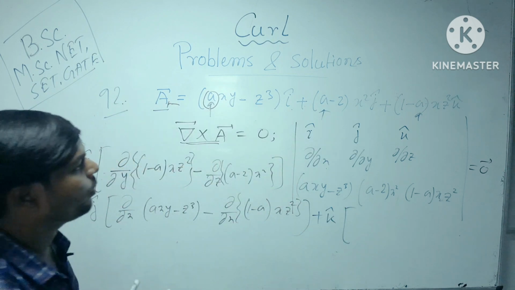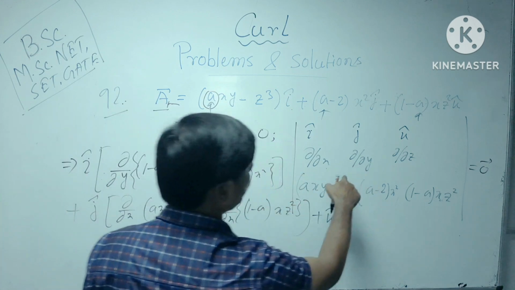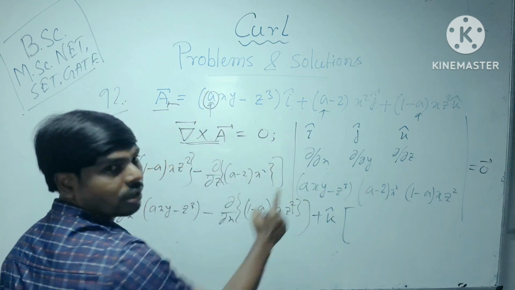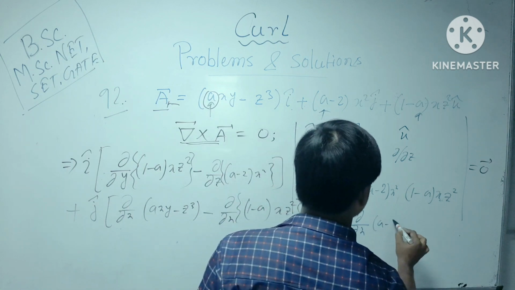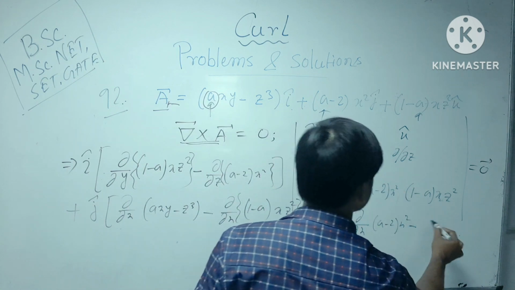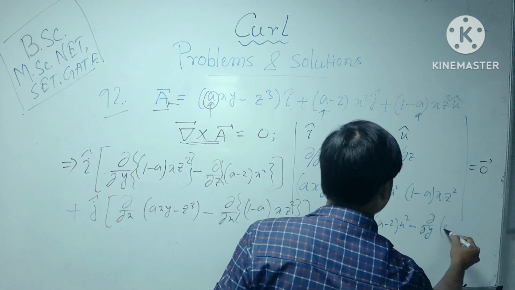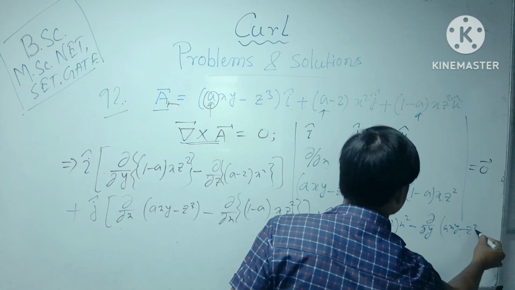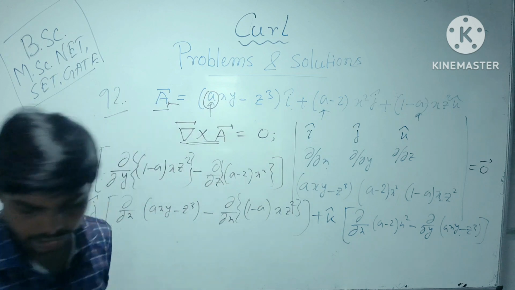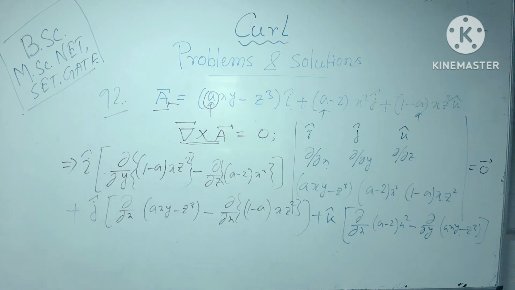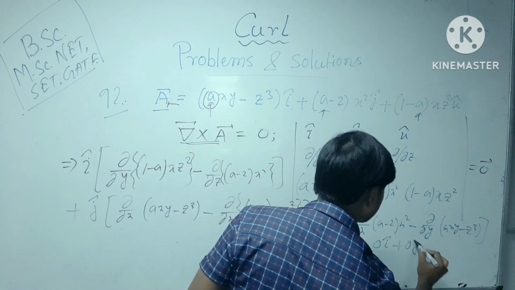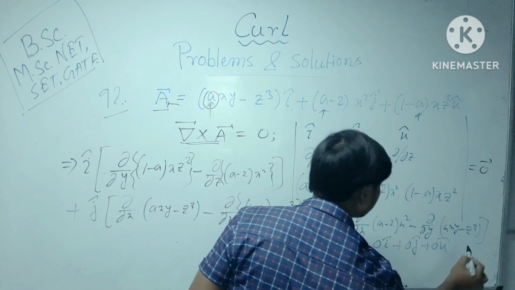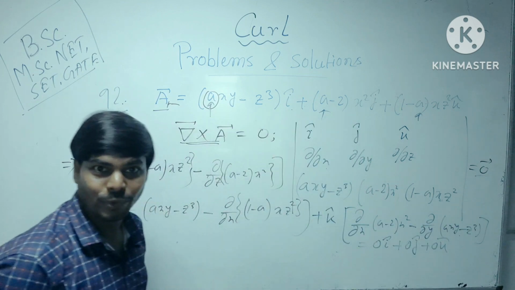So in k cap you will get del x of this one minus del y of this one. So del x of a minus 2x square minus del y of ax minus z cube. Let's check it first. Okay, everything is clear. Now this is nothing but 0 i cap plus 0 j cap plus 0 k cap, because it is a zero vector, right?